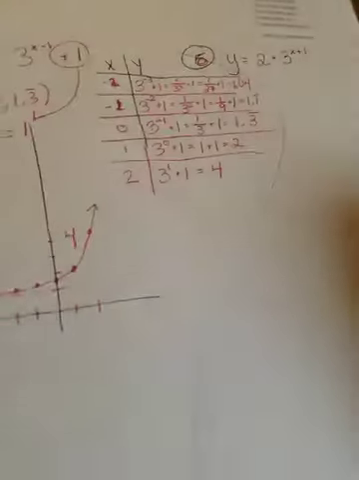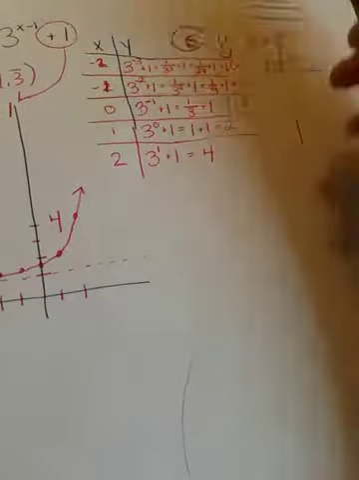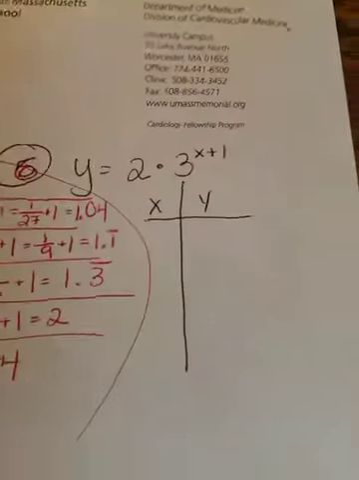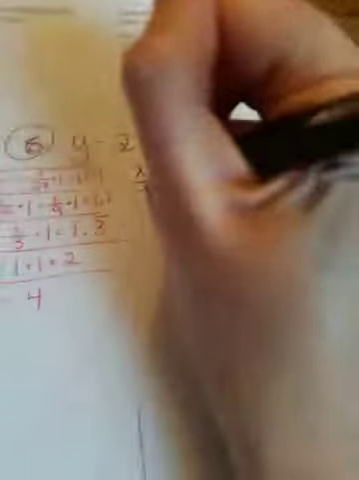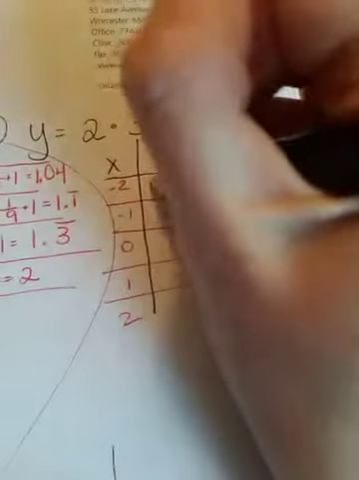All right, and for my last one, I can take all the space I need here. Let's see. I'll make this x, y, and I'll do my graph down here. All right, so for this one, it's 2 times 3 to the x plus 1. Using -2, -1, 0, 1, and 2. So I know this is kind of a long video, but I'm going through a lot of different examples that you might see. So let's put -2 in.